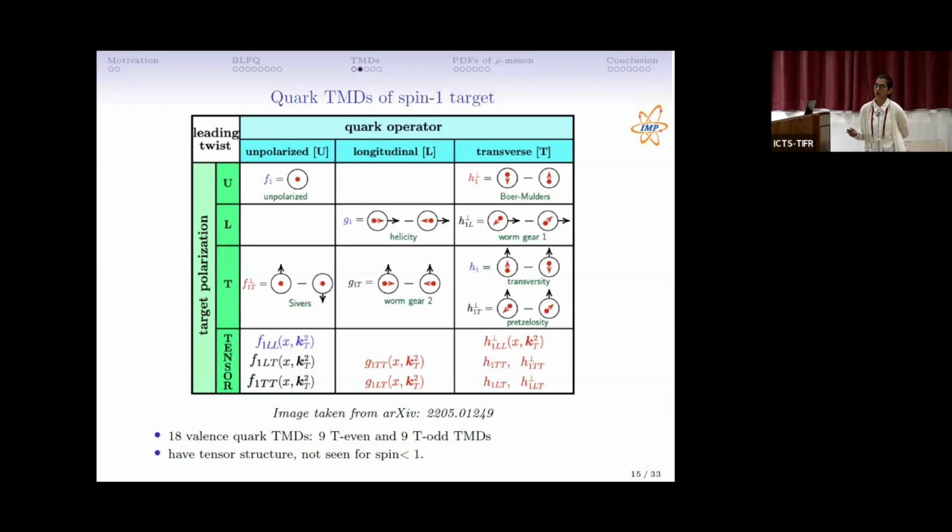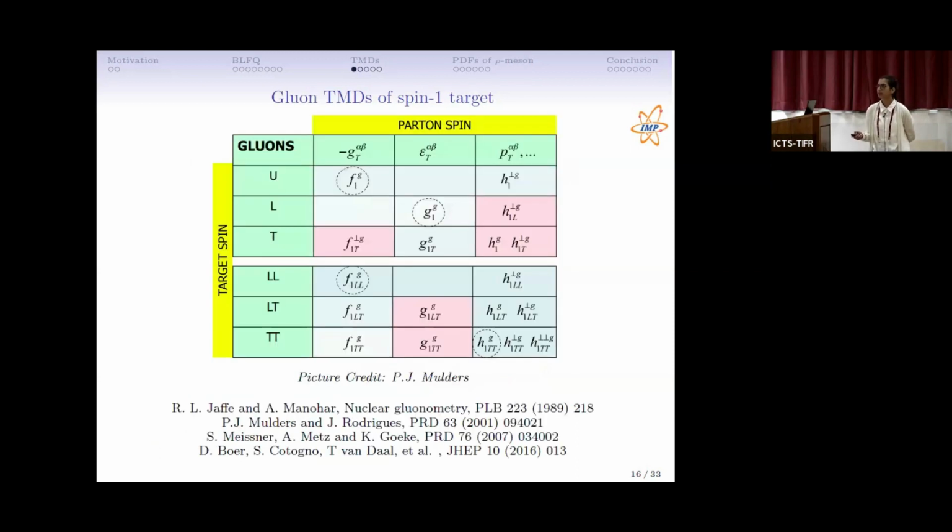So we now have the valence quark TMDs of the spin-1 system. There are a total of 18 valence quark TMDs, out of which 9 are T-even and 9 are T-odd. Spin-1 is special because it provides the tensor structure, so there are 3 tensor polarized TMDs for the T-even case. The red ones are T-odd, and these blue ones have a collinear limit, so they can produce the PDFs.